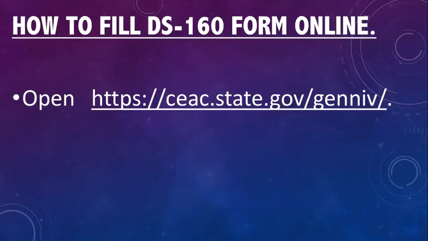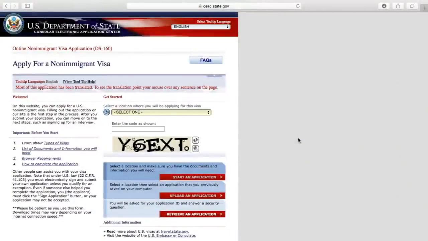For that, you need to type in your address bar https://ceac.state.gov/genniv. You can find this link in the video description. Just copy and paste in your address bar, and then I will tell you how to fill this DS-160 form online. So this is the page which I told you. This is the page for DS-160, and how to fill this form I will tell you.